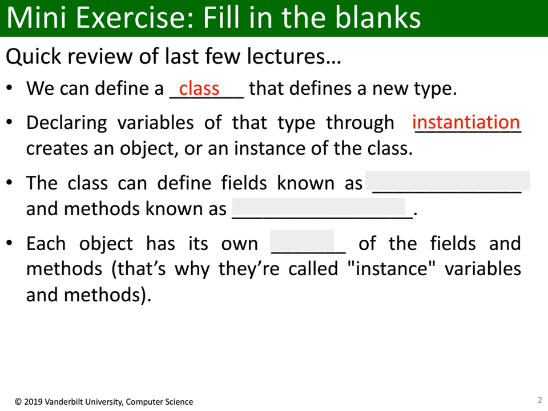The class can define fields known as blank and methods known as blank. Fields are known as instance variables. Methods are known as instance methods. Each object has its own blank of the fields and methods. That's why they're called instance variables and methods. Each one has its own copy.